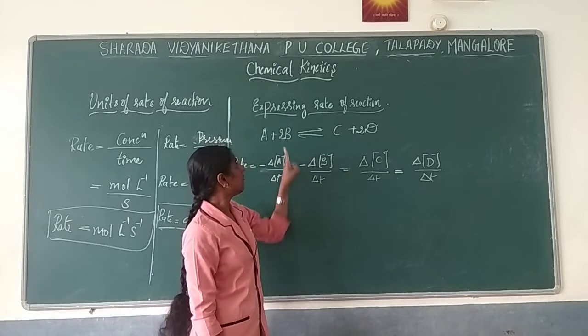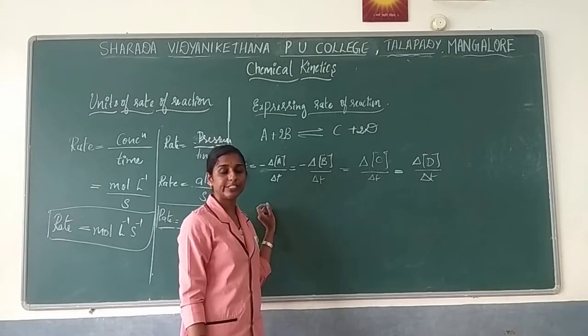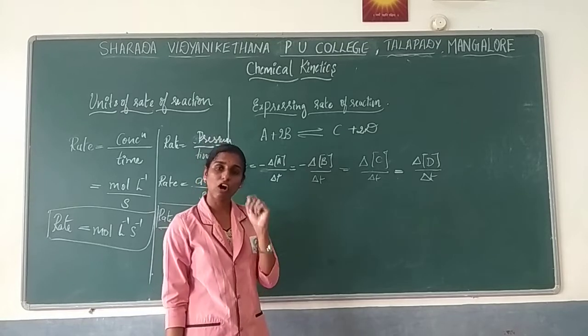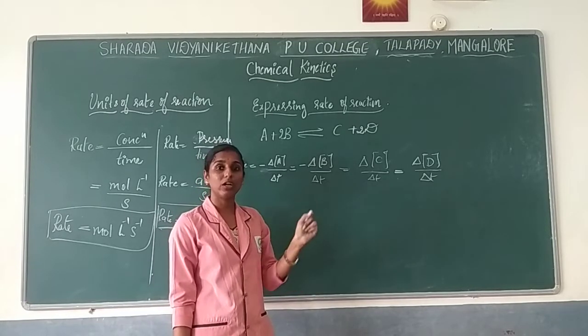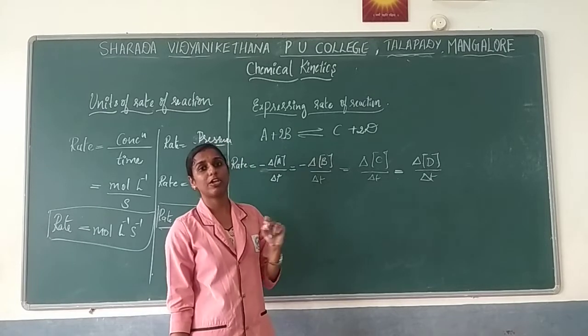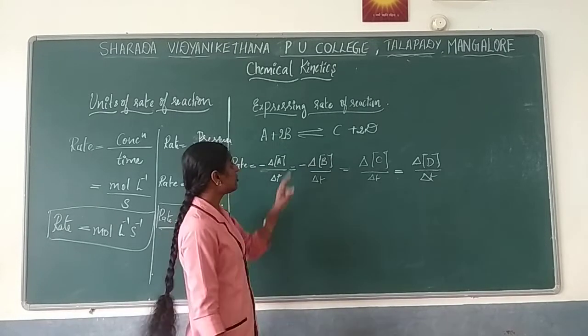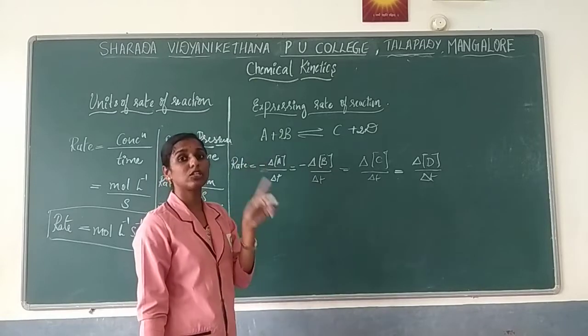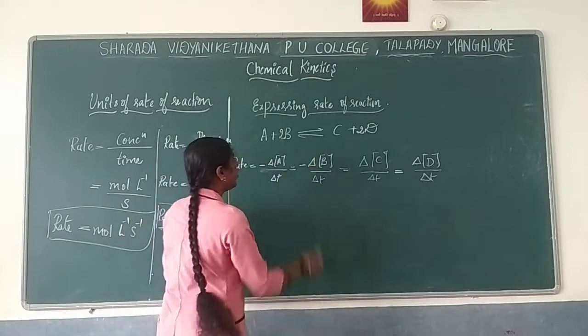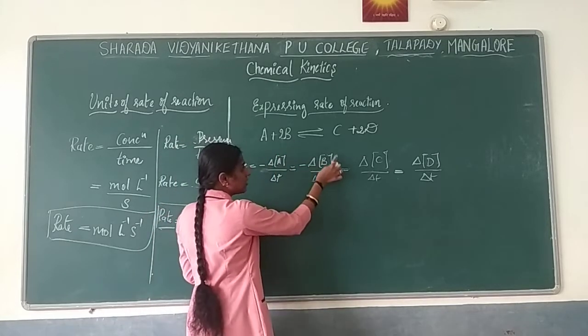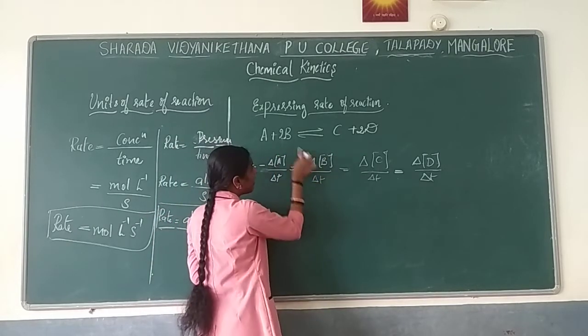So remember, whenever you have a stoichiometric coefficient for your reactant or product, that reactant or product concentration will be divided by the stoichiometric coefficient. Now here you have 2B, right? So this concentration will be divided by this 2.